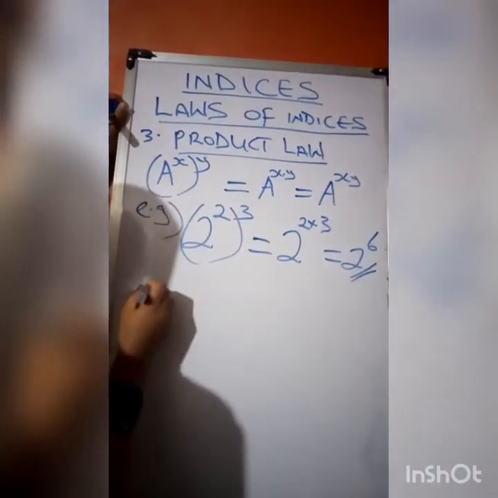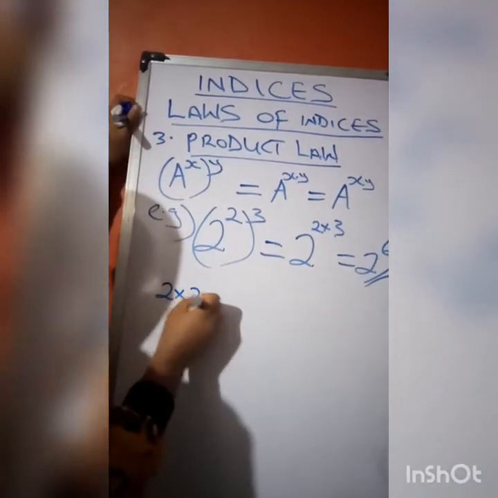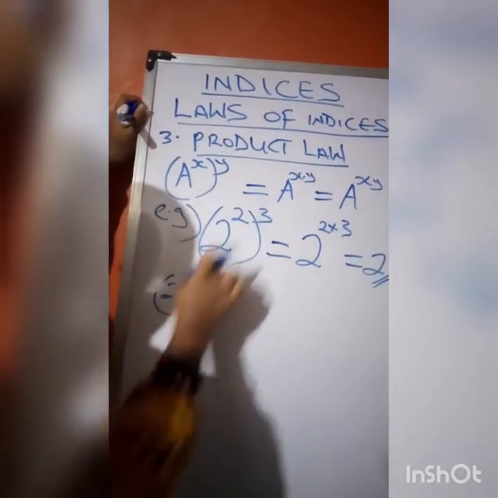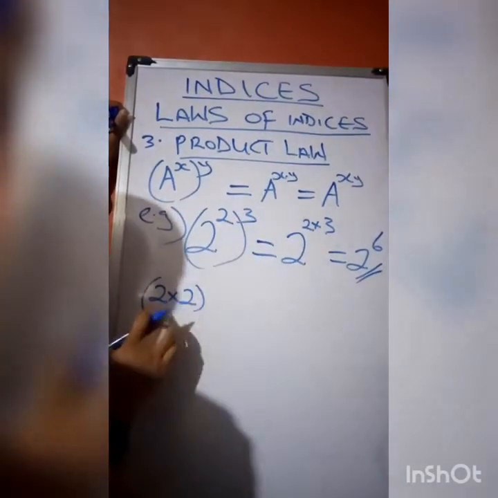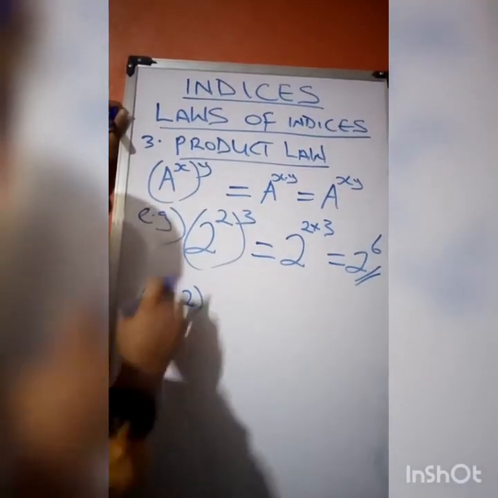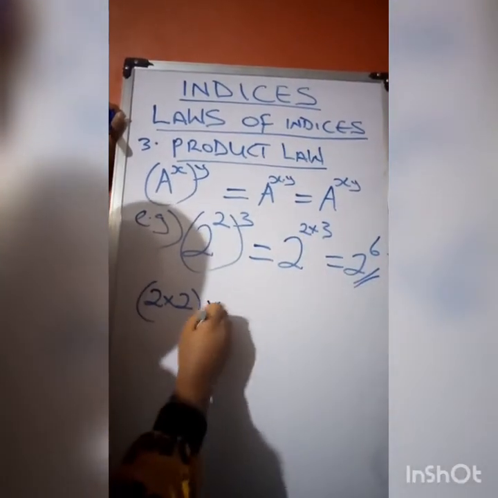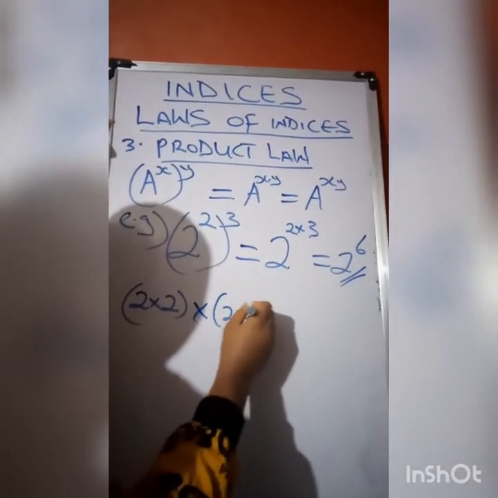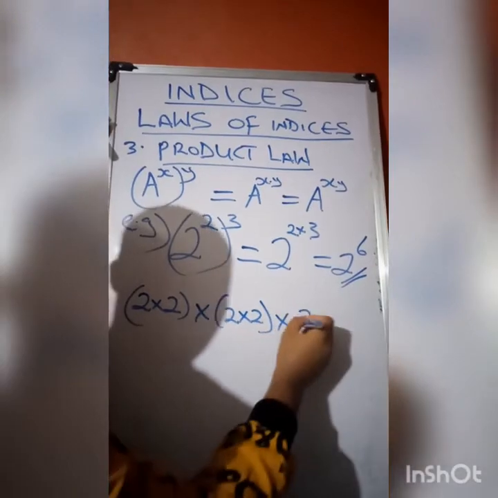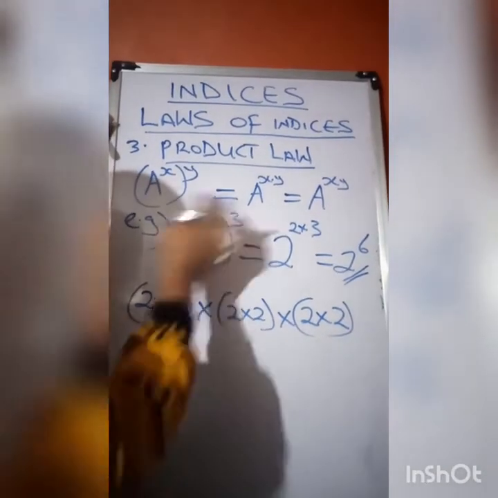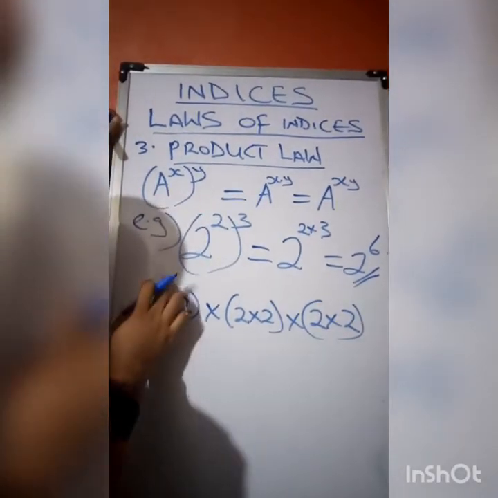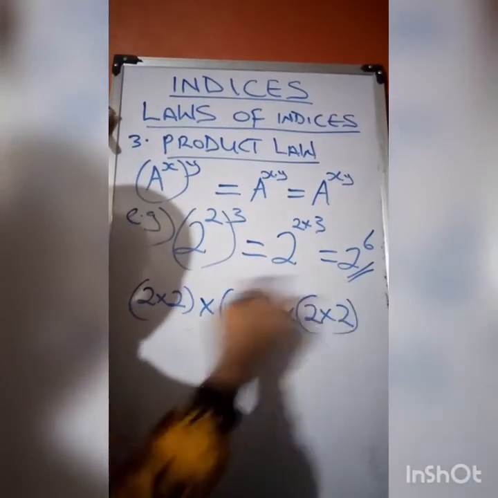2 raised to the power of 2 is 2 times 2. Now, this is raised to the power of 3, meaning I'm going to repeat this process 3 times. That's times 2 times 2, times 2 times 2. So this is 2 raised to the power of 2, 2 raised to the power of 2, 2 raised to the power of 2, 3 places.